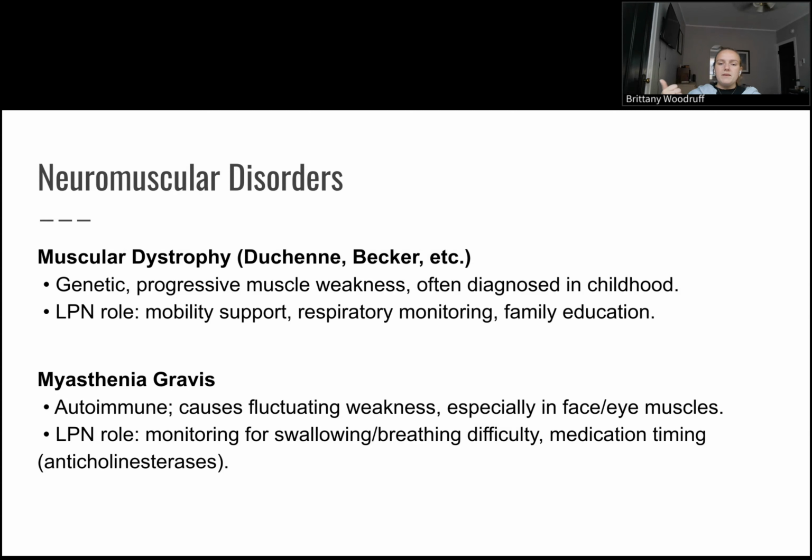Myasthenia gravis. Myasthenia gravis is an autoimmune condition, meaning it is your immune system attacking itself, okay? Myasthenia gravis can cause fluctuating weakness, especially in your face and eye muscles. So it causes this thing called eyelid drooping. It can cause your smile drooping, stuff like that. Now, especially with this, you want to watch for swallowing and breathing difficulty because you're impacting those muscles up here, right? So it makes sense that you want to monitor for these symptoms.